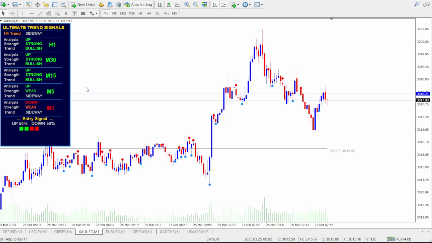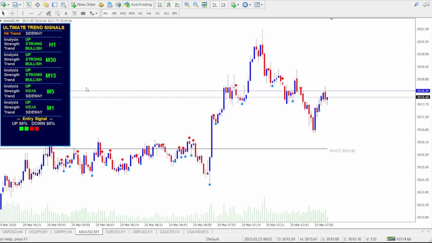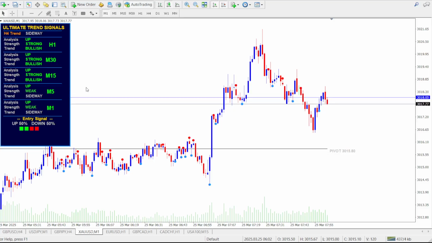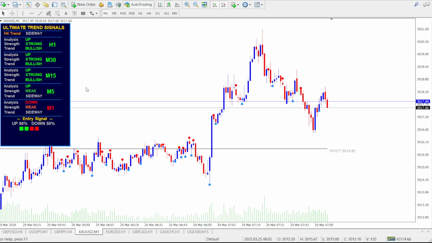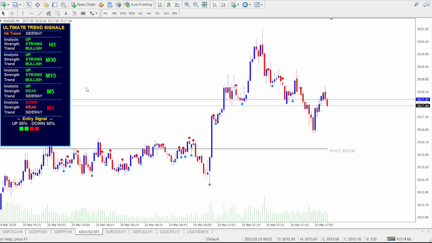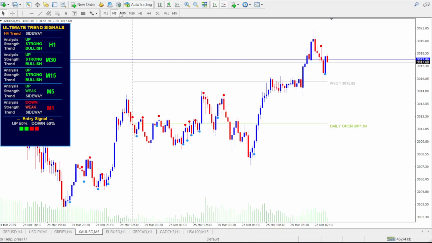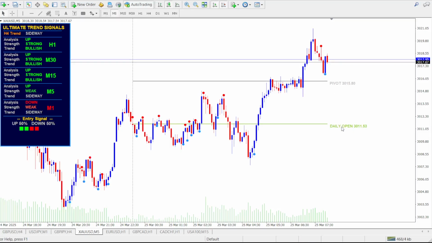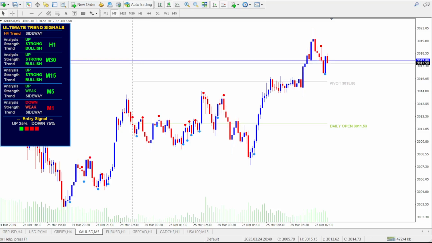Now, with respect to trade recommendations, the indicator provides clear buy or sell suggestions to remove any confusion. And then talking about the pivot levels and the daily open price, you can see that the indicator provides information about the pivot and the daily open. These key levels help traders identify potential support and resistance zones.